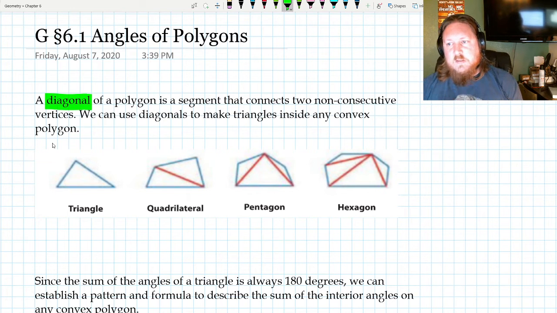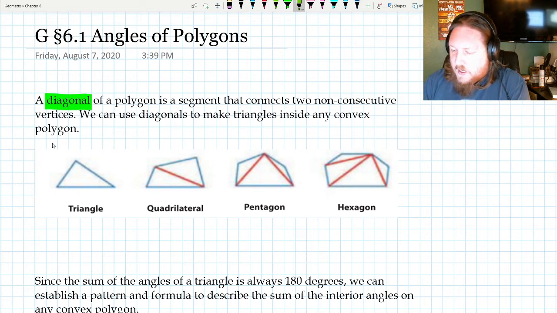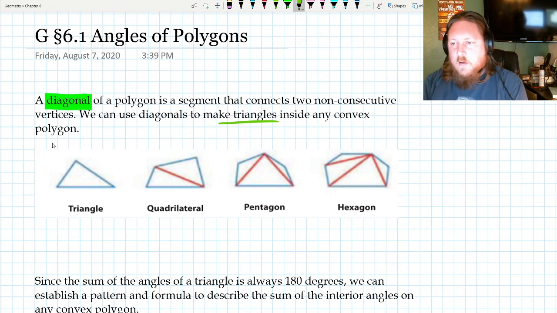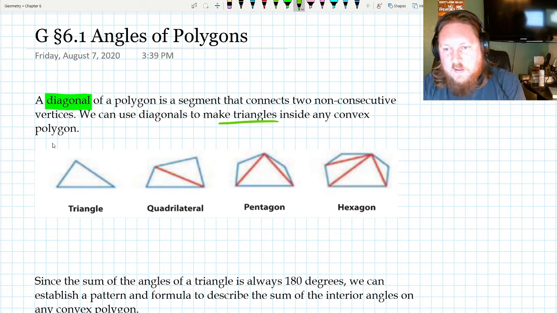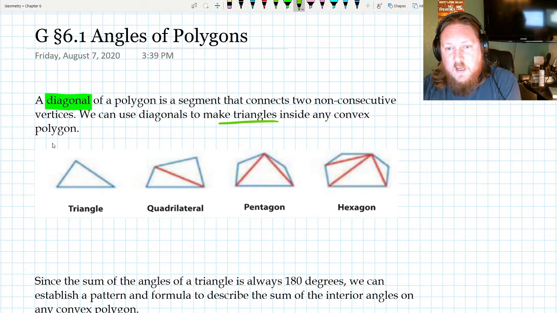Now what's really interesting about this is that the diagonals can actually make a bunch of triangles inside of the polygon. And you can see I've got a couple of examples already drawn out here for triangle, quadrilateral, pentagon, and hexagon. You can use it to divide up any convex polygon into a bunch of triangles. Now what's really handy about that is we know the interior angle sum of a triangle.